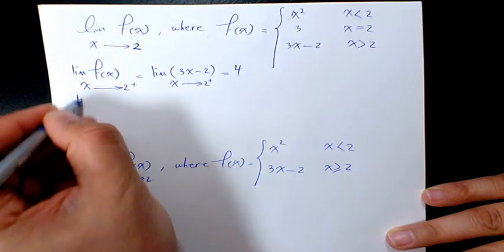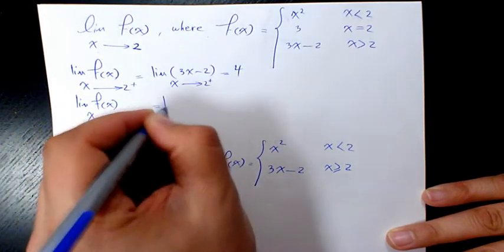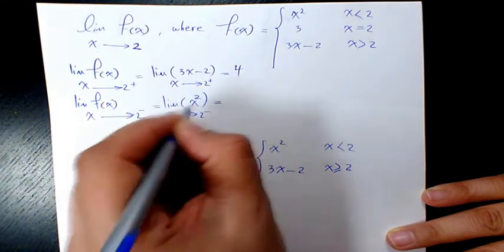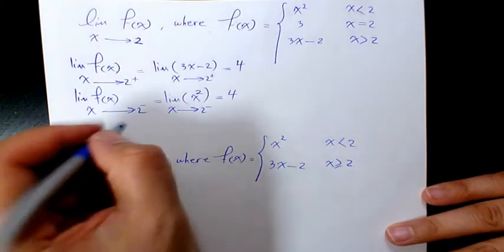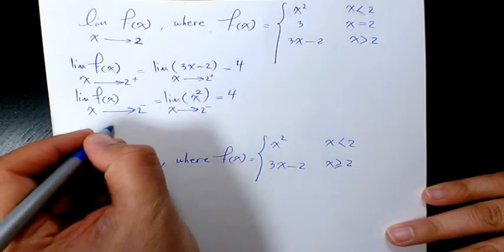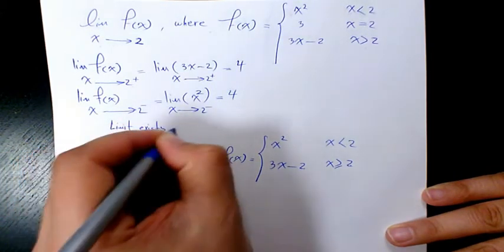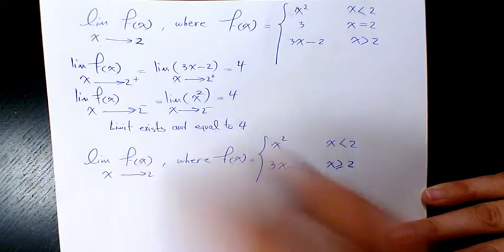Then you have the limit of f of x when x is approaching 2 minus. It's going to be the limit of x squared when x is approaching 2 minus. It's going to be 2 squared, that's going to be 4. And since these two are equal, we're going to say the limit exists and equals 4.